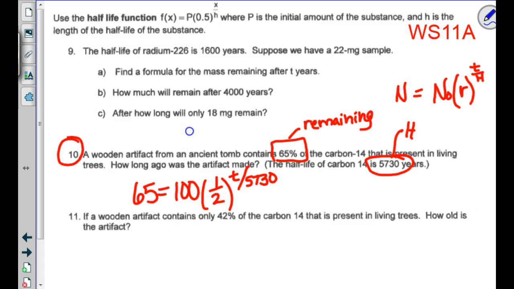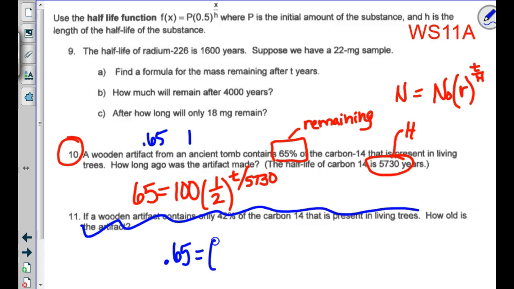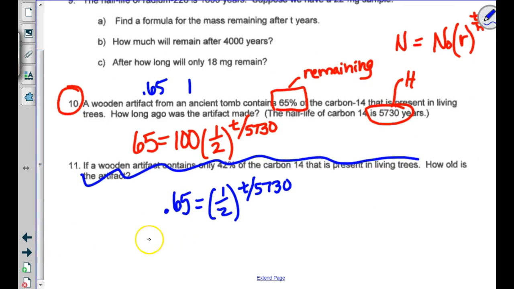Okay, we could have also started with, I started with 1 gram and now I'm down to 0.65, or I could have started with 1 n sub 0 and 0.65 n sub 0. It doesn't matter, but what's the first step anyway? Yeah, divide by 100, so I'm going to get 0.65. Okay, I'm not doing 11, by the way. And over here I have 1/2 to the T over 5730. Okay, what's the next step? Log both sides, and it doesn't matter what kind. Bring the T over 5730 out in front.